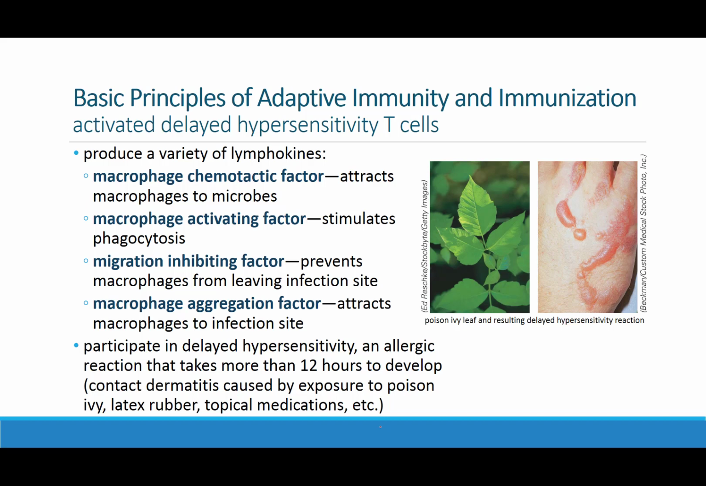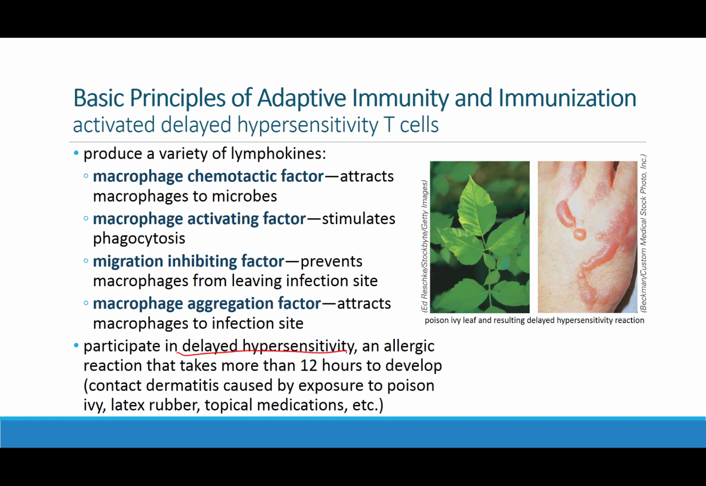It produces, let me try that again, migration inhibiting factor. Migration inhibiting factor does exactly that. It prevents macrophages that have come in to that area from leaving the area. So we hold the macrophages there. And then last of all, it also produces macrophage aggregation factor, which is again an attractant to macrophages, causes them to come in. So the delayed hypersensitivity T cell action is all about producing what's referred to as delayed hypersensitivity.